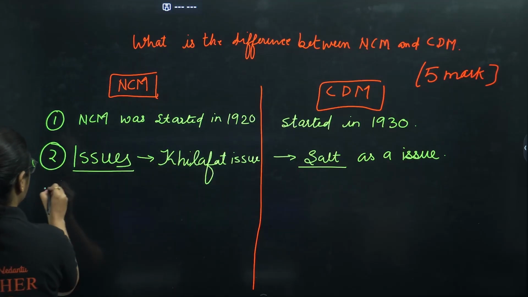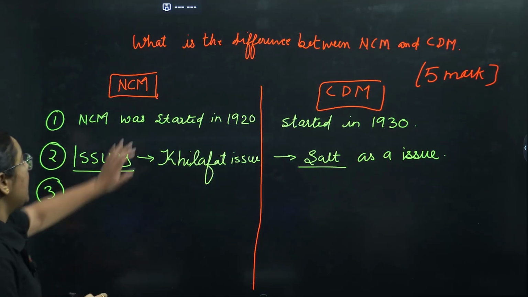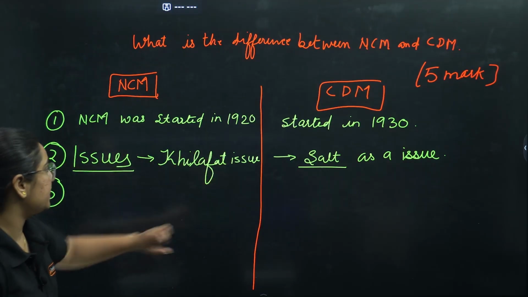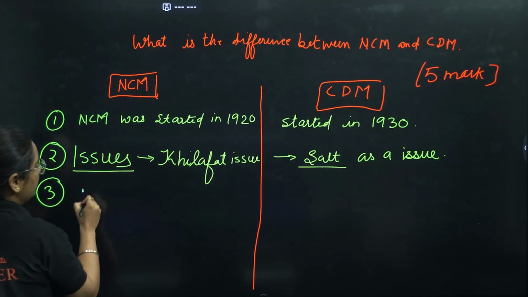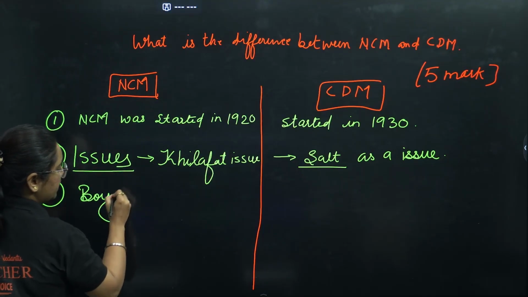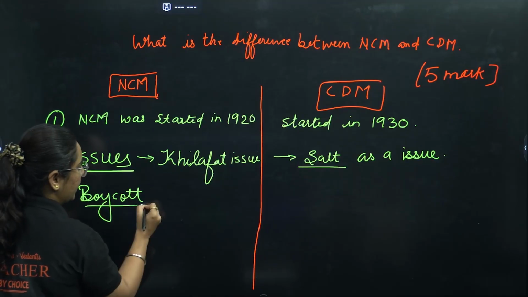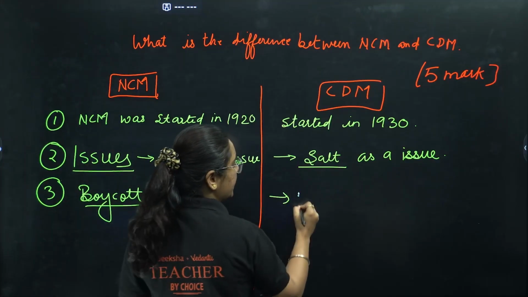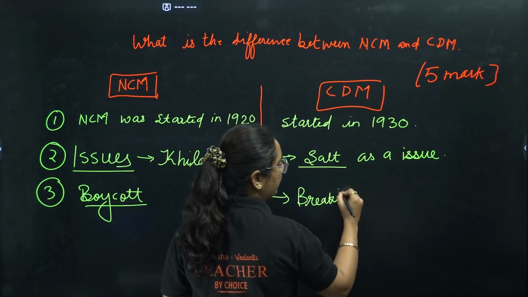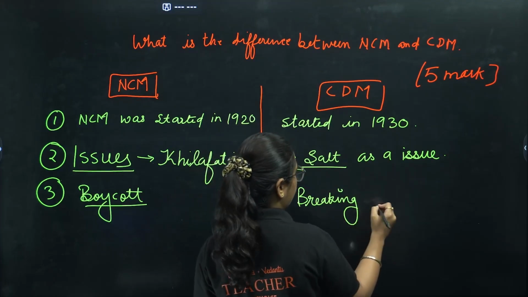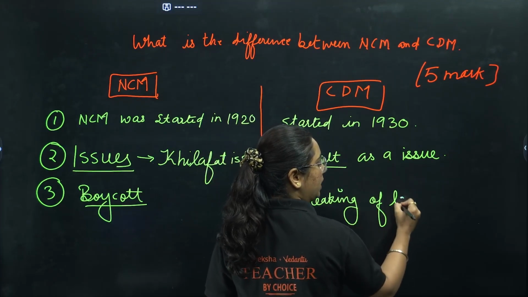Next comes the third difference between the non-cooperation movement and CDM, which is very important. In non-cooperation, what was used as a strategy was boycott. However, here they have taken breaking of the laws. All the laws made by the civil authorities, that means the British government, were broken here.